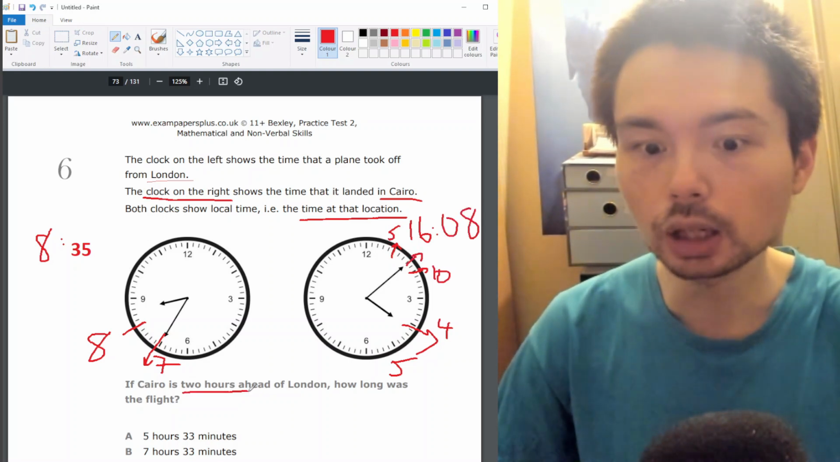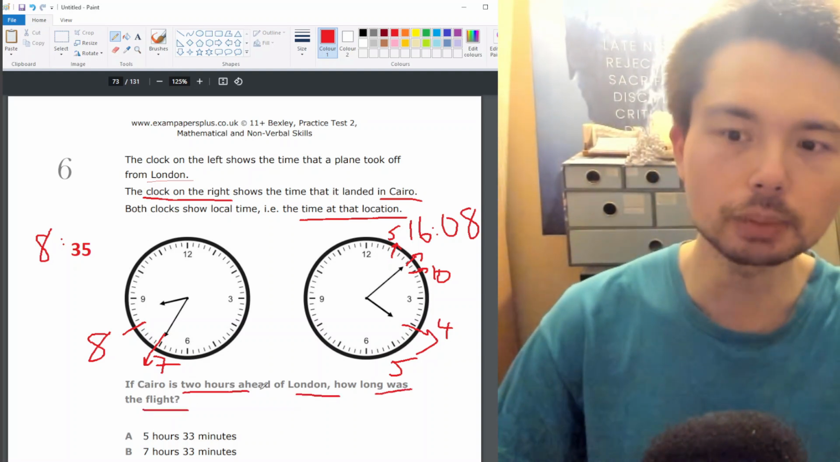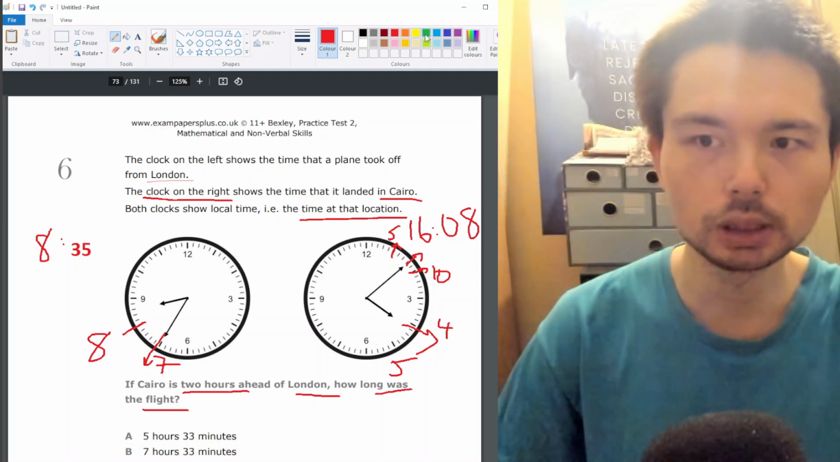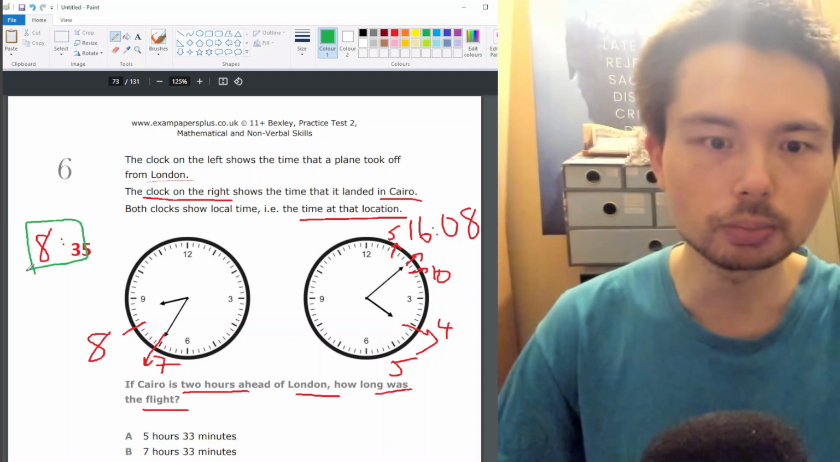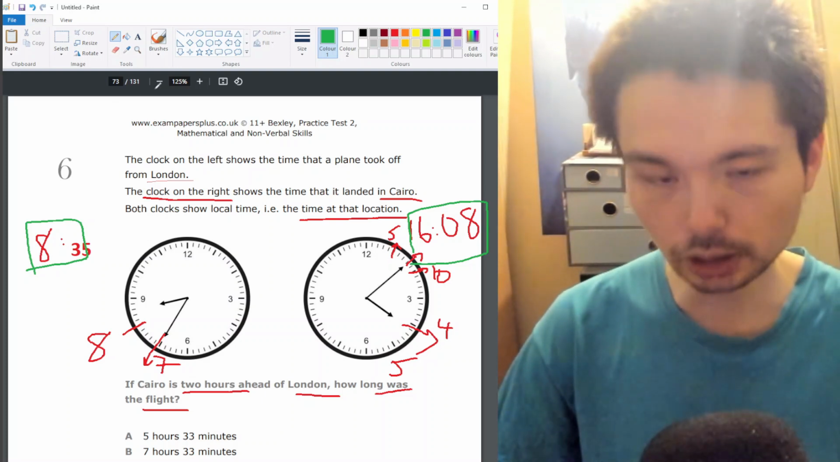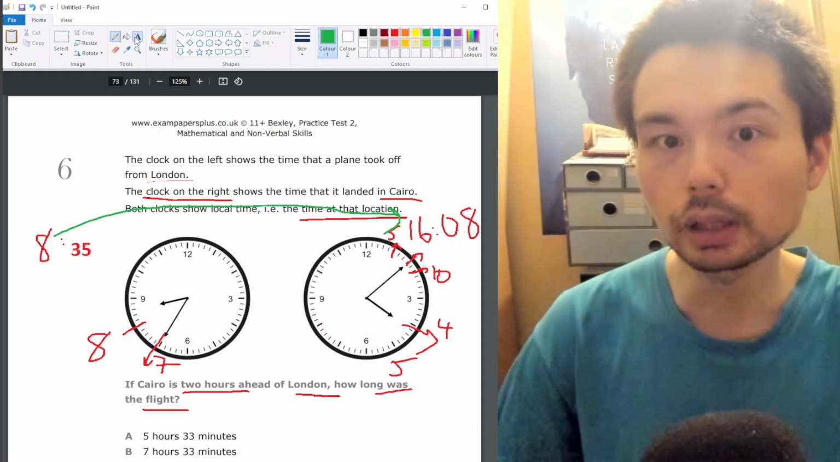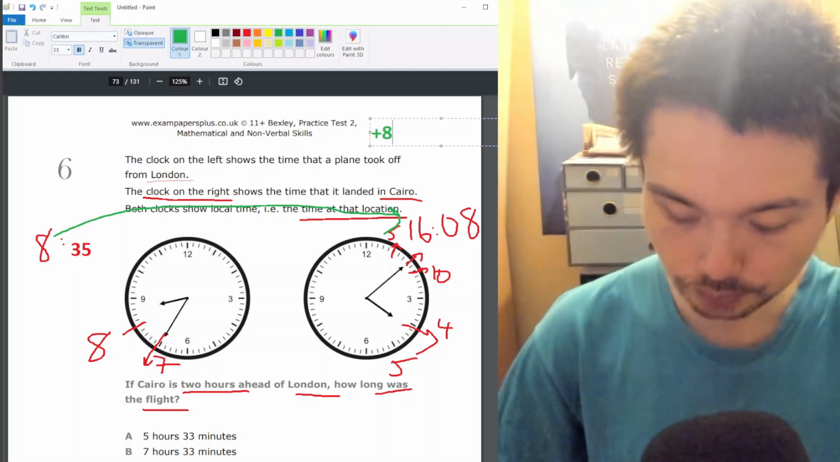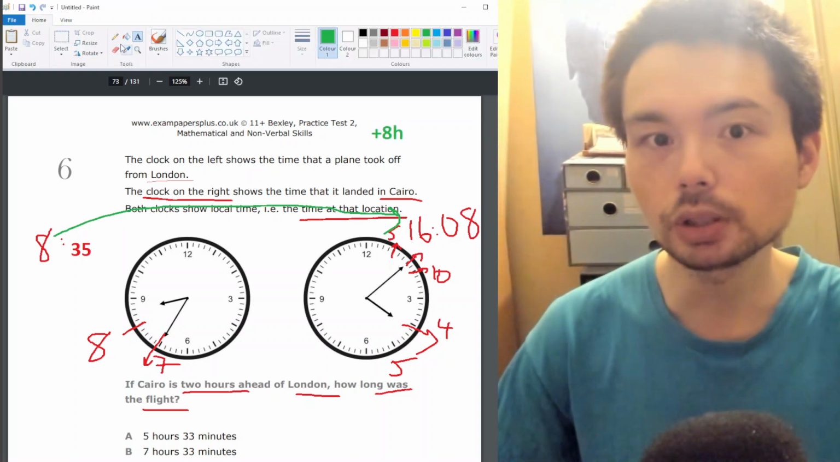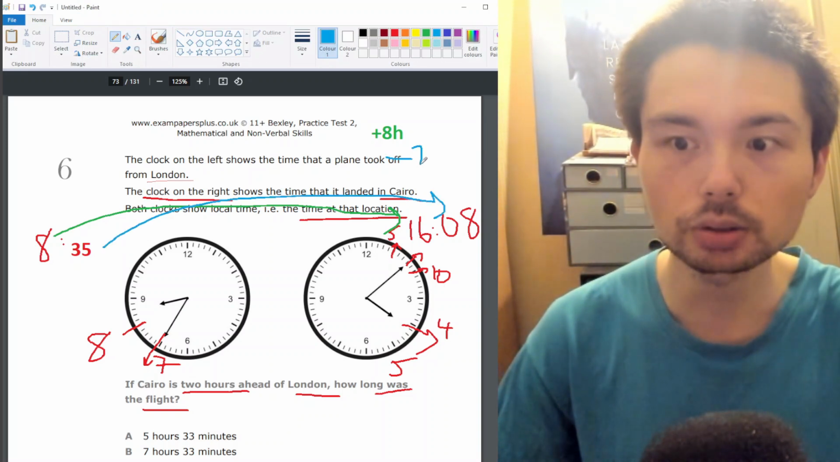And now, if Cairo's 2 hours ahead of London, how long is the flight? Well, let's just ignore that bit, because that actually sounds a bit complex. Just work out, how do we go from this to that? With time questions, we need to add. 8 plus what equals 16? So that will be 8 hours. And then, how we go from 35 minutes to 8 minutes, we minus 27 minutes.